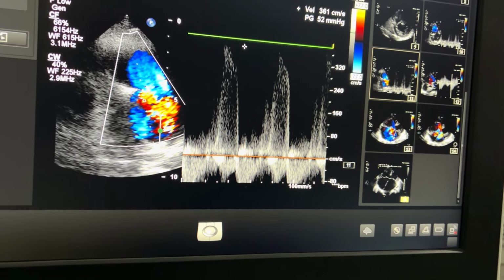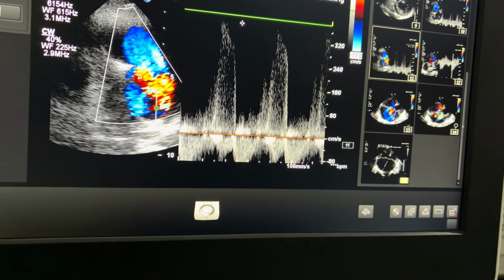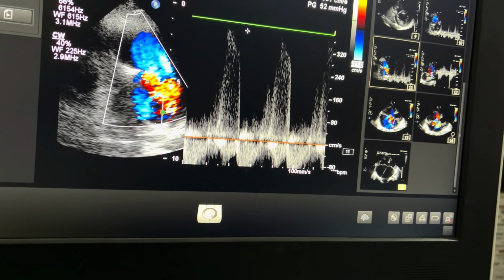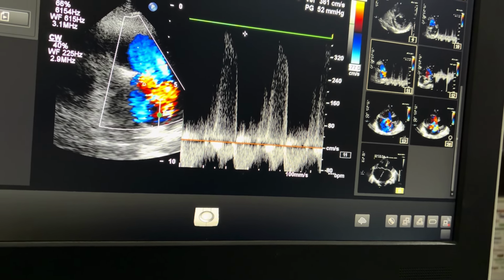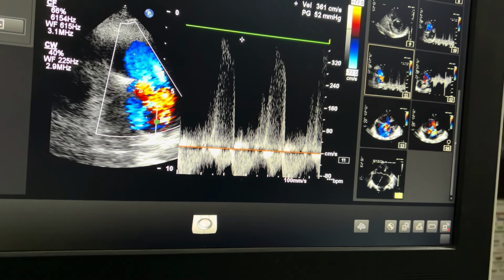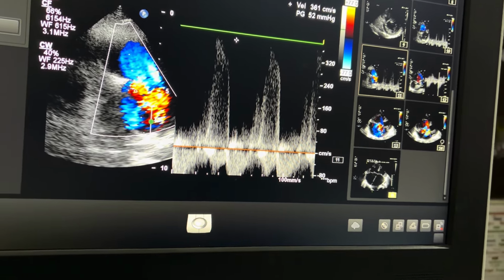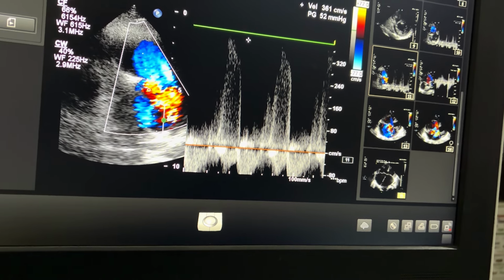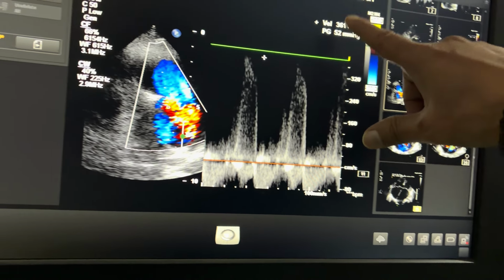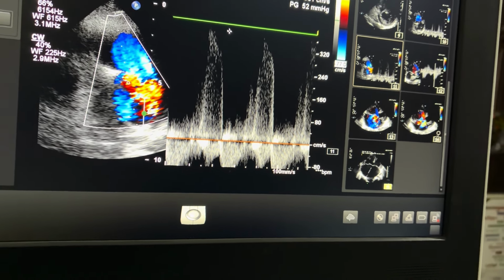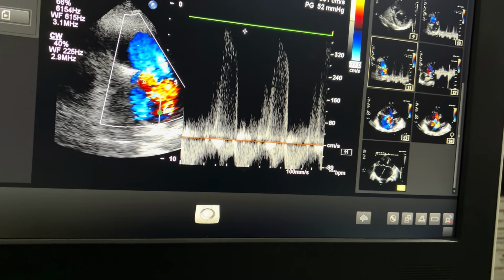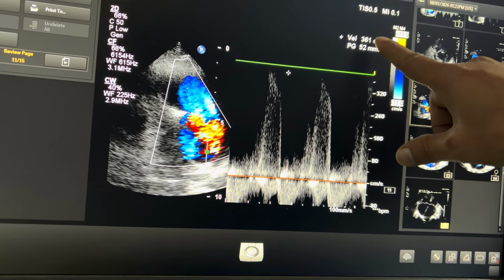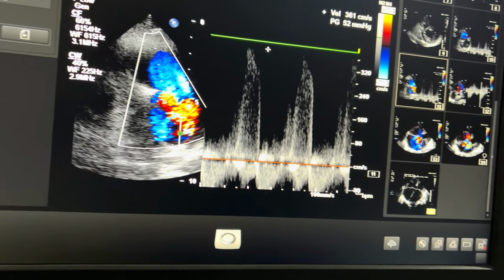So that is the scenario. How to calculate mean pulmonary artery pressure? What is normal mean pulmonary artery pressure? That is less than 20. If more than 25, it is abnormal. If it is 40 to 55, it is moderate. If it is more than 55, it is severe. But you have to add this pressure to right atrial pressure, then that will give you mean pulmonary artery pressure, because formula wise mean pulmonary artery pressure is this pressure plus right atrial pressure.